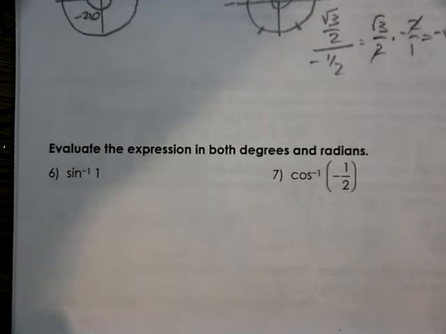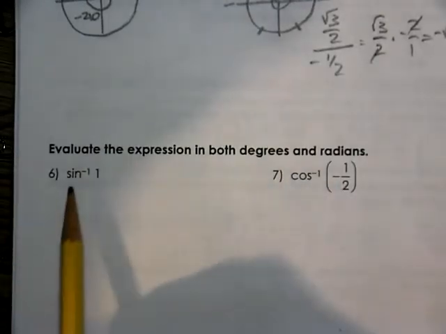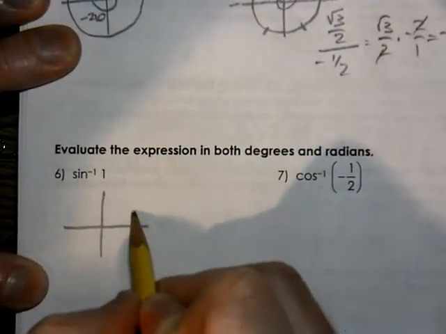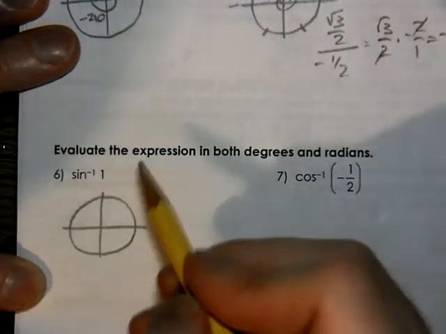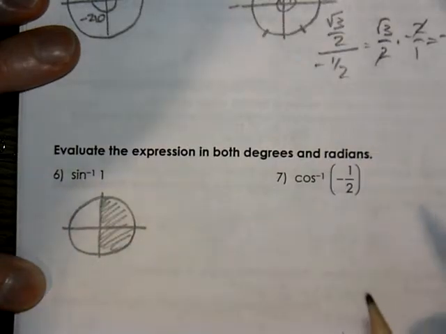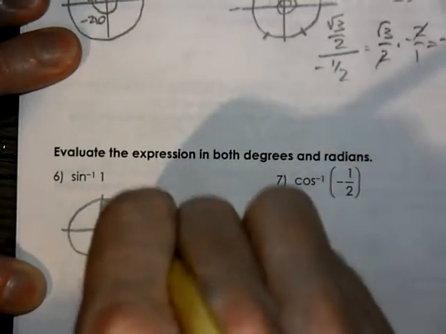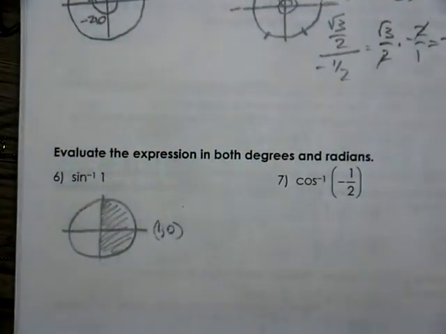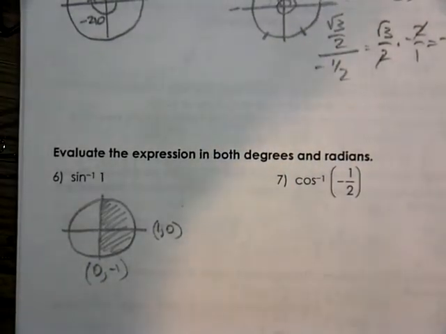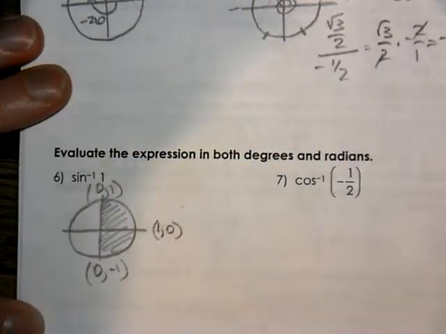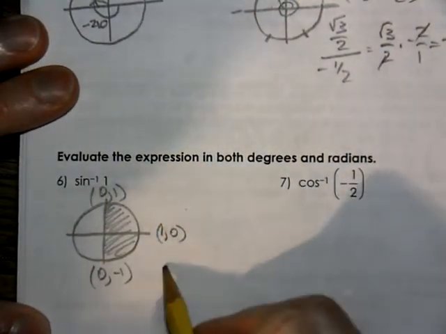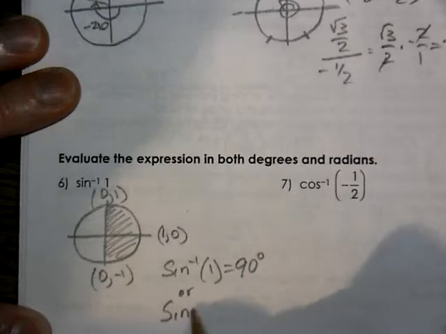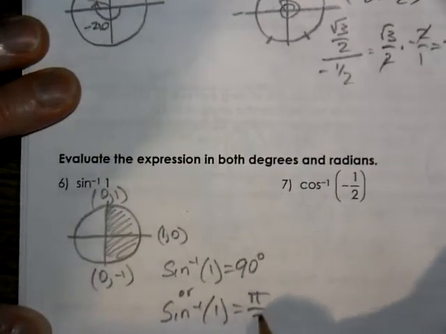Here we need to evaluate in degrees and radians. So what angle has a sine of 1? We're supposed to look at quadrants 1 and 4. This is (1, 0), that's where cosine is 1. (0, negative 1), that's where sine is negative 1. So up here is where sine is 1. So sine inverse of 1 equals 90 degrees, or sine inverse of 1 equals pi over 2.